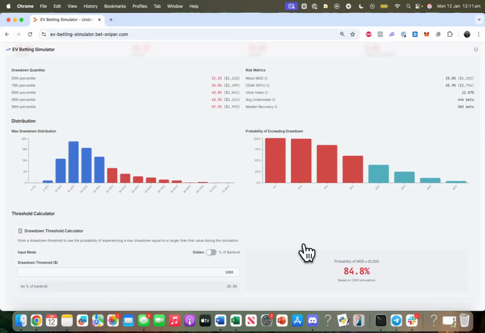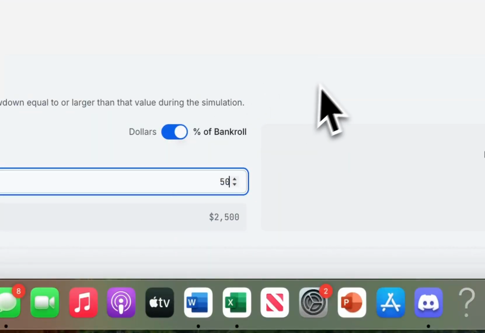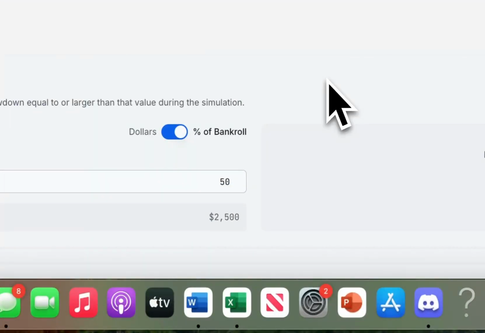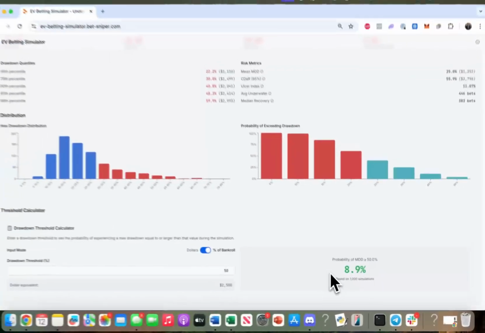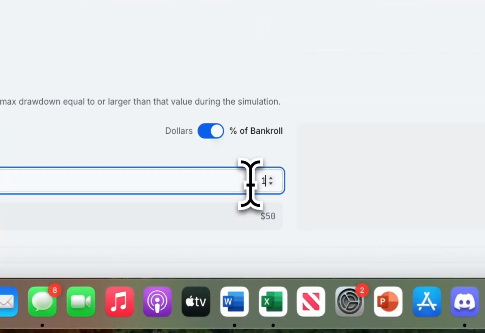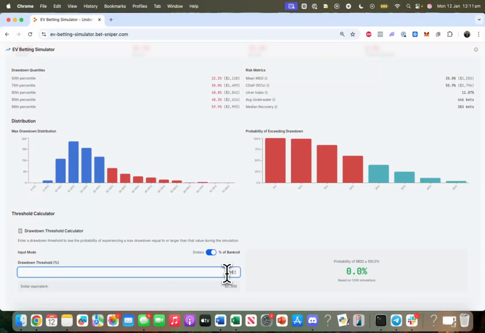And then lastly, you can input a dollar figure or percentage of your bankroll and calculate the likelihood of exceeding that drawdown. And so this can give you a really good perspective on bad runs, as they always occur with EV betting. As an example, we can look at the probability of losing 50% of your bankroll at any given time. Based on these simulations, there would be an 8.9% chance of that occurring. And then what about 100% of your bankroll? With this simulation, there is 0% chance of that occurring. If we were to increase the stakes, given our bankroll held constant, this number may change.